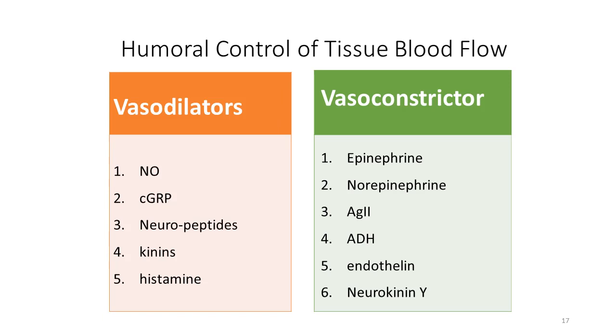Another important vasoconstrictor is angiotensin II, AG2. Angiotensin II is an important and powerful vasoconstrictor. During reduction of blood flow, the kidney produces renin. Renin is an important factor that is responsible for converting angiotensinogen to angiotensin 1. Angiotensinogen is an inactive form.